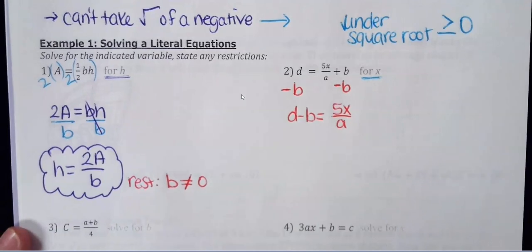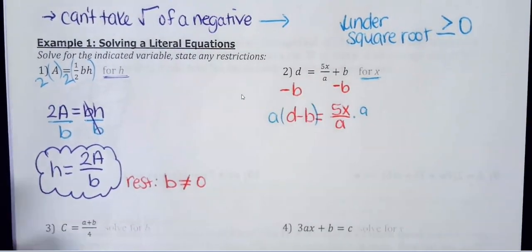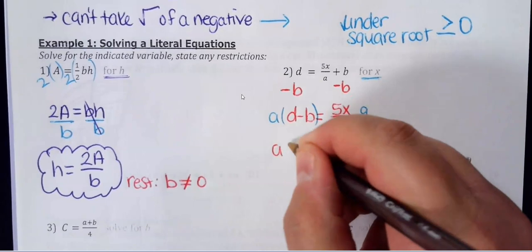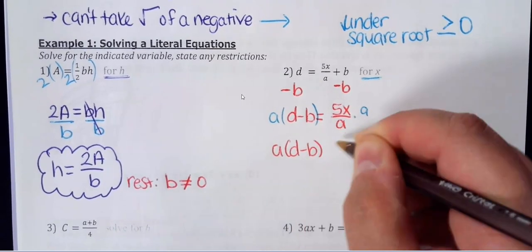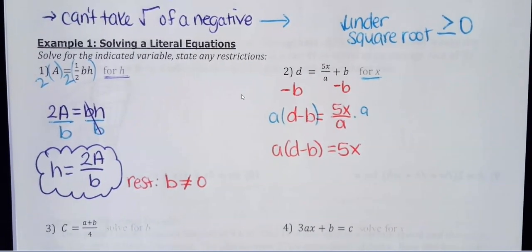Okay, now completely up to you. I am not going to require you to use the distributive property with that. I would just leave the a out in front if you want. Just d minus b here, and then 5x. Okay, so my whole ultimate goal is to get x alone, so I got to do one more thing, which would be what? Divide by 5. Okay, now you're all done.